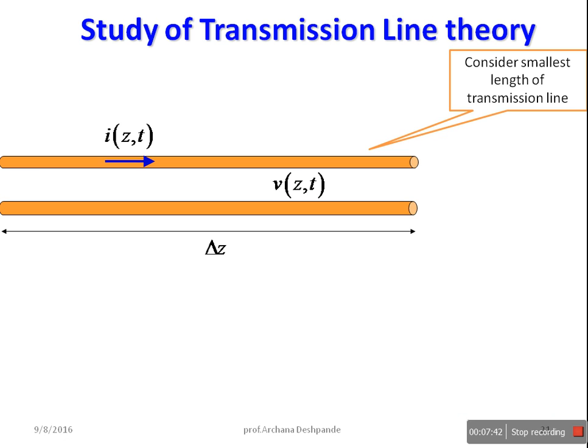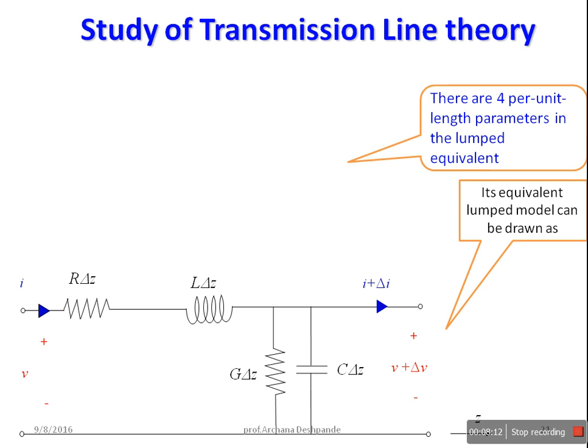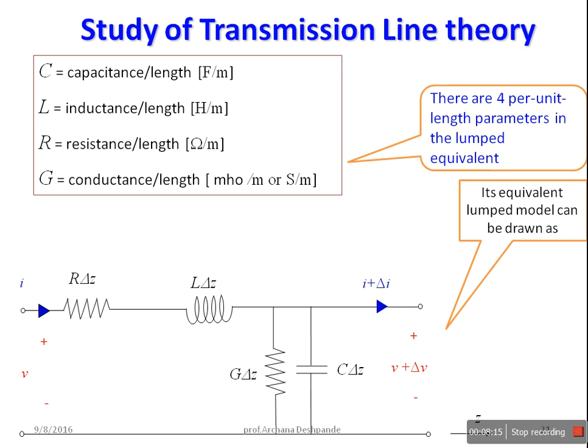So let us assume the small length of the transmission line. Here current and voltages depend on time as well as spatial coordinates, and its lumped component can be drawn like this. The voltage at one end of the transmission line is V and at the other end is V plus delta V. Similarly, current is I at one end and I plus delta I at the other end, and this resistance, inductor, capacitor and conductance are the four parameters per unit length. So these are the four per unit length parameters of the lumped equivalent.